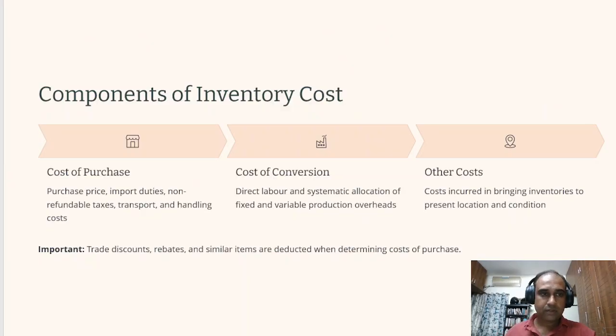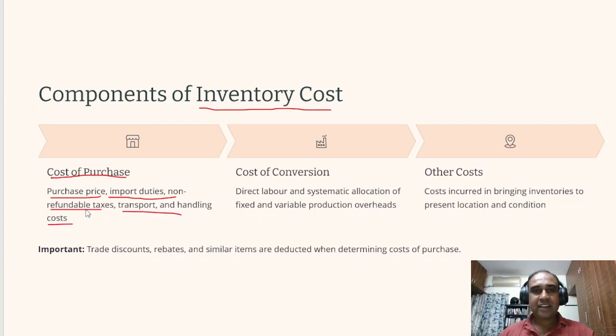Now, when we talk about cost, what are the things that can get into cost? When we talk about inventory cost, what are the things that can get into cost? Obviously, the purchase price of inventory, the import duties, which are non-refundable in nature, transport and handling cost. If you remember our discussion in IND AS 16, when we discussed about the cost of the assets, the same thing we discussed actually. The purchase price will form part of the cost of the inventory.